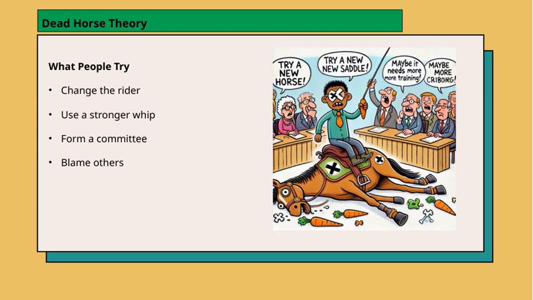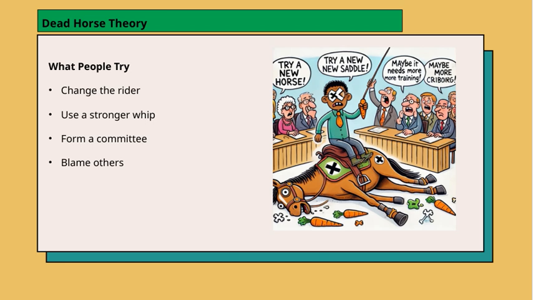Next, some try to form a committee. Now, that might seem like a good idea, but it can lead to endless meetings and no real action. It's often a way to avoid making tough decisions. And finally, blaming others. This is a classic tactic, pointing fingers instead of taking responsibility or trying to fix the root cause. The key thing to remember here is that these approaches are often just attempts to keep doing what's familiar, even when it's not effective. In the bigger picture, this slide reminds us that sometimes the best thing we can do is step back and recognize when a solution is just a dead end, like trying to beat a dead horse, and then consider truly new strategies.